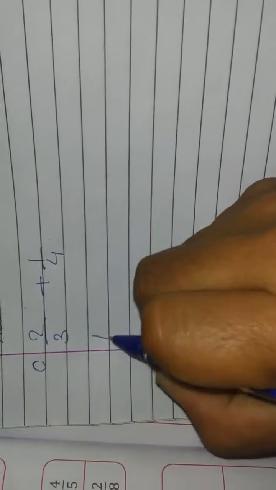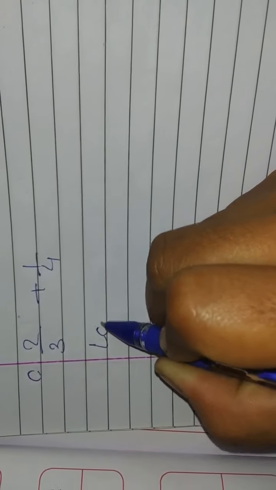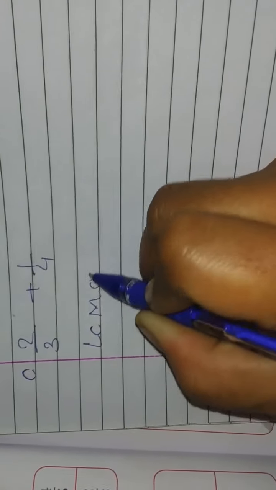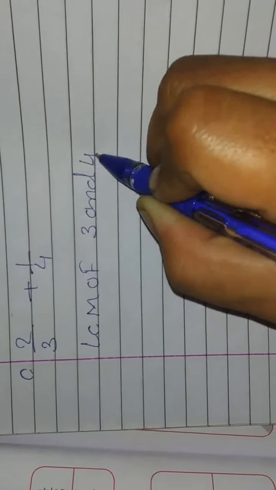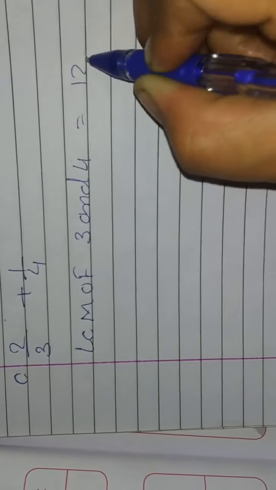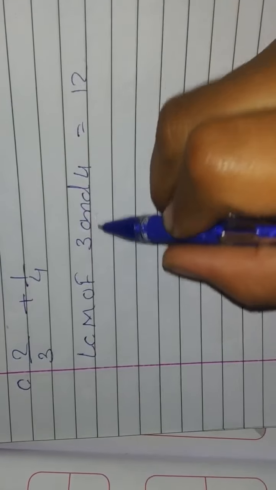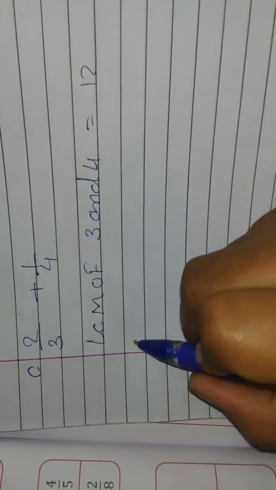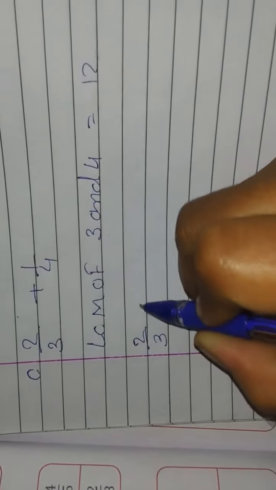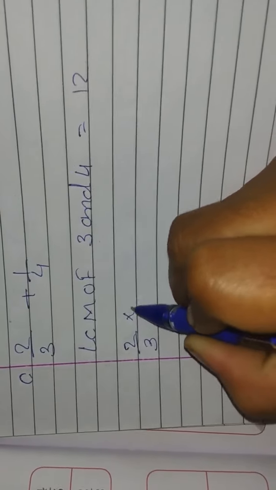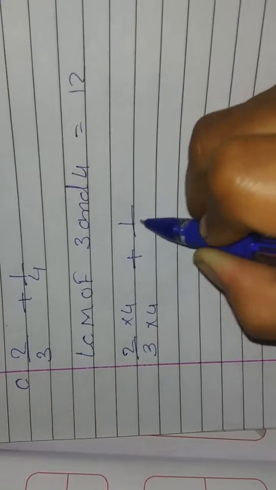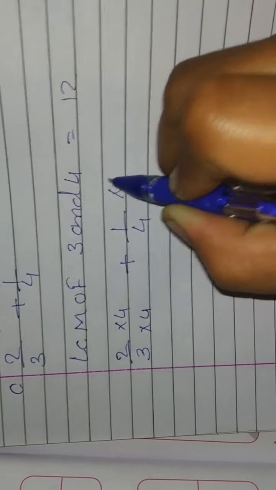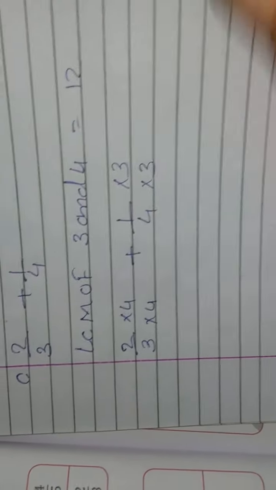2/3 + 1/4. So in that, first of all, we have to find the LCM of 3 and 4, which is equal to 12. Then 2/3 into 4, plus 1/4 into 3.